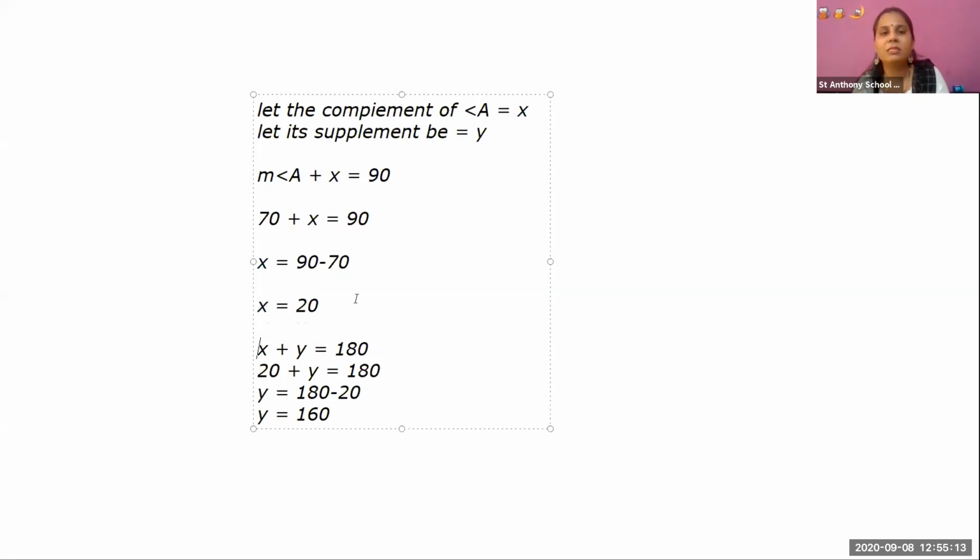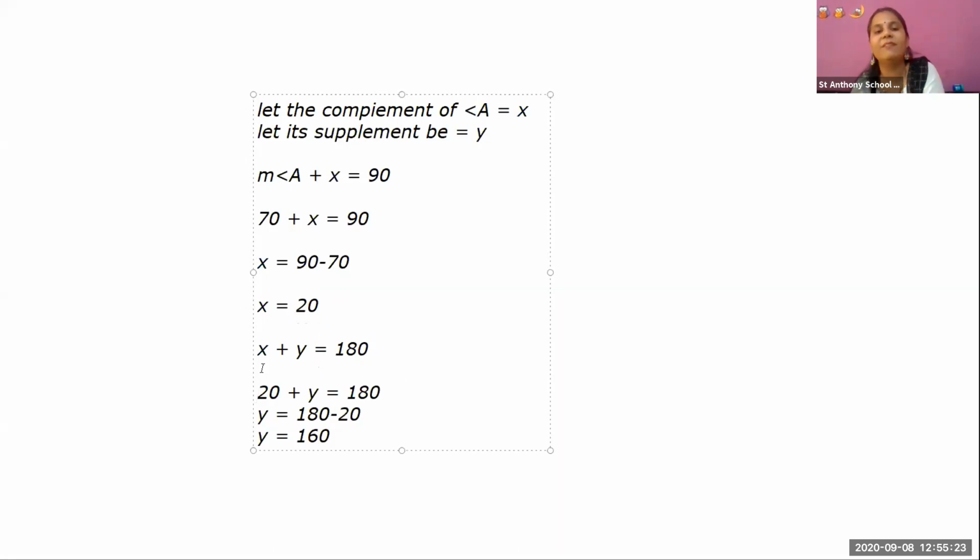The supplement we have to find is the supplement of the complement, so x plus y is equal to 180 degrees, right? The value of x we got is 20. Now 20 plus y is equal to 180 degrees. We don't want this 20 with y, so this 20 should be shifted to the right hand side. So y is equal to 180 minus 20, which is 160. Therefore, the supplement of the complement of angle A is 160 degrees. I tried to make you understand this very well. I hope you understood this well.